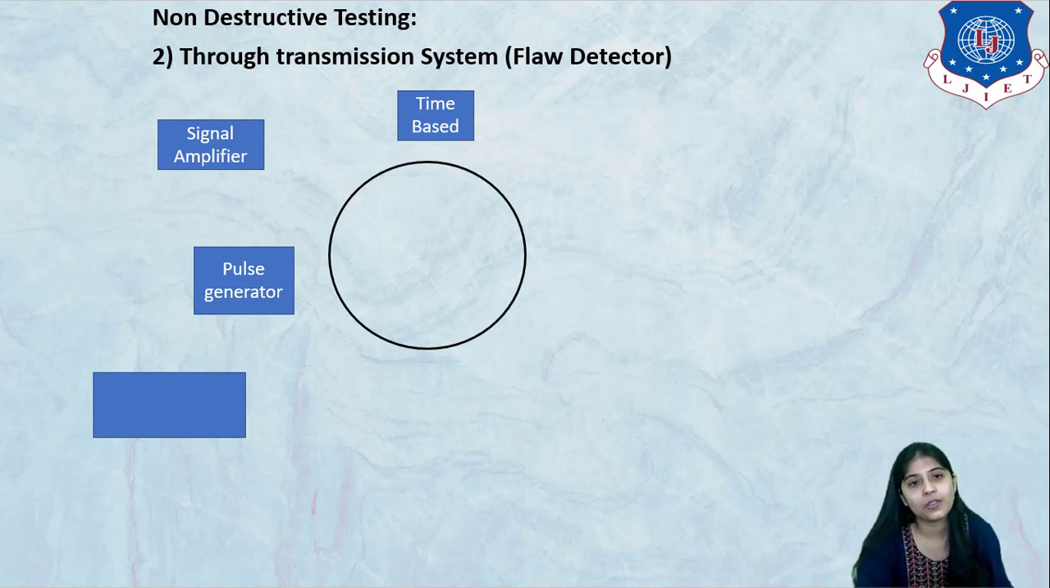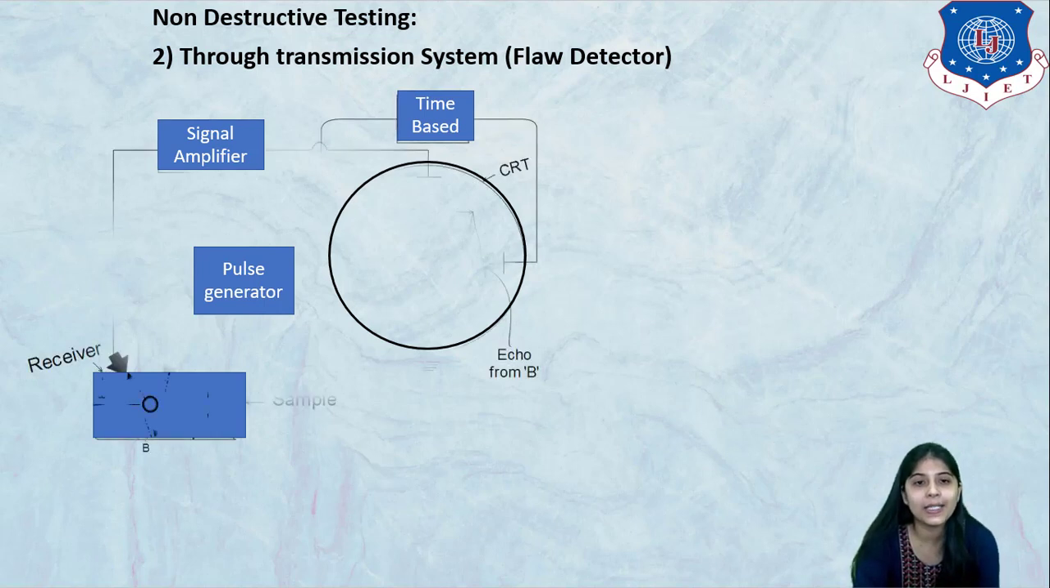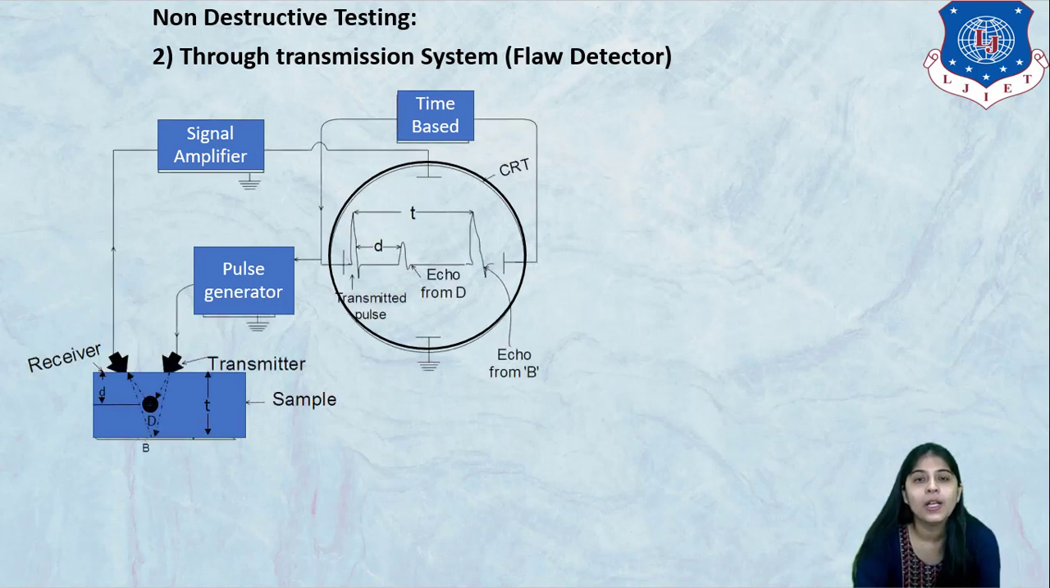Through transmission system is another method of non-destructive testing, and you can see these are the most basic components. There is a screen. This circle is basically the screen of a CRT, CRO, cathode ray tube. Okay, signal amplifier, time base, pulse generator. These are the three most important components, right? First of all, let us see the block diagram of this method.